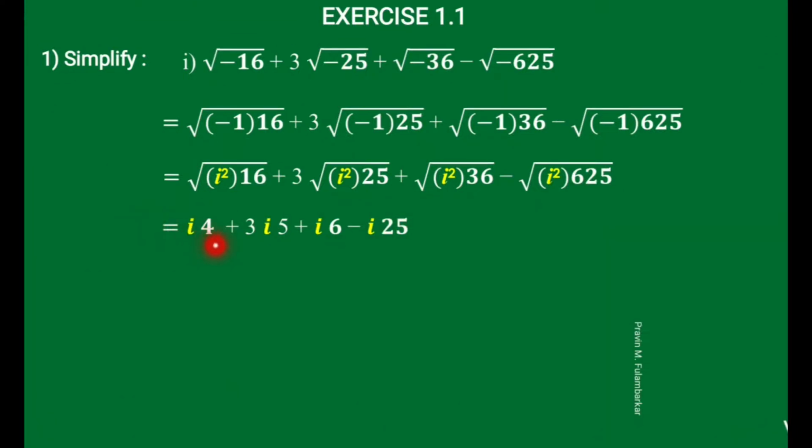So collect the like terms. So 4i plus 3 into 5, 15i, plus 6i. We add first. So we write this first as 3 into 5, 15. So add this 4 plus 15 plus 6 which is 25. So we write 25i minus 25i which is 0. So in this way we simplify the given terms.